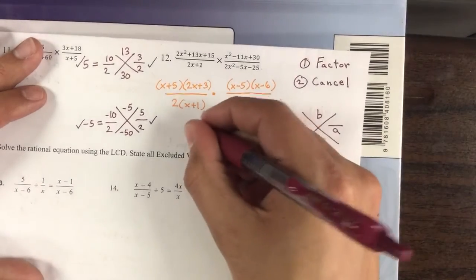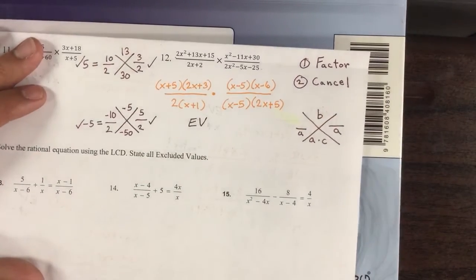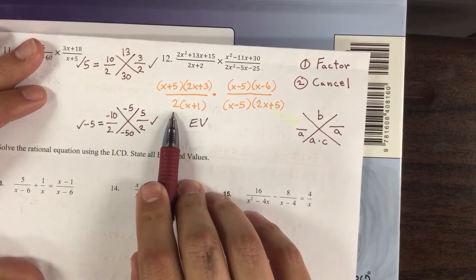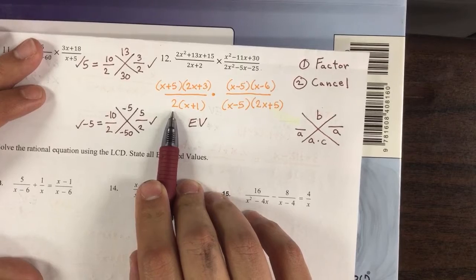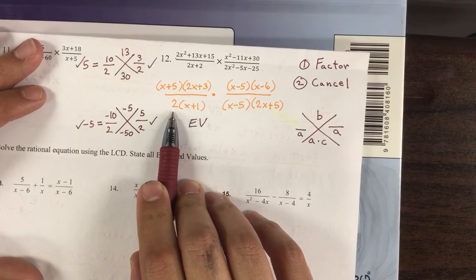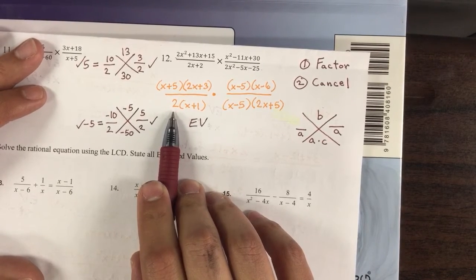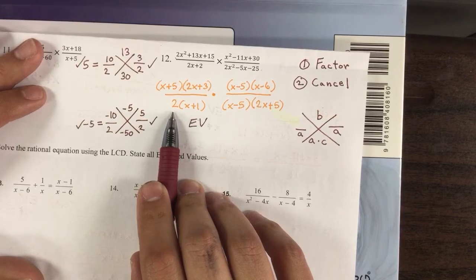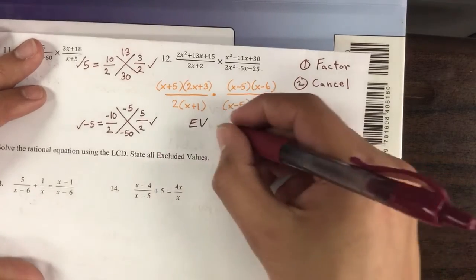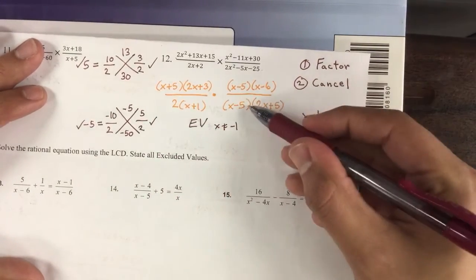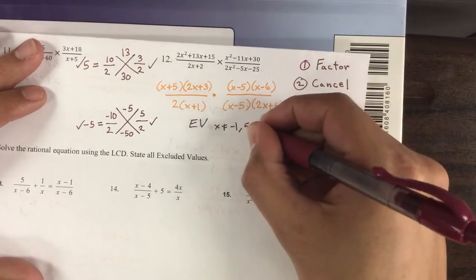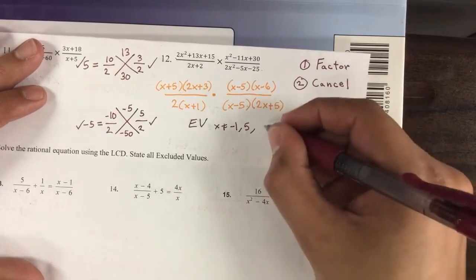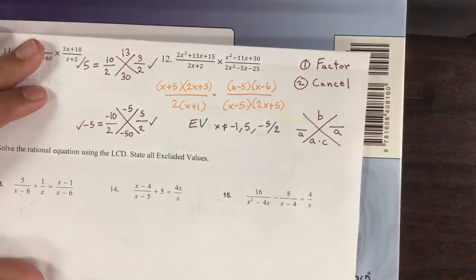What are your EVs? Man, this is a good problem. It has a lot of stuff you got to look at. So 2 is 2, EV of 0. Yes or no? No, it's not, because 2 does not have an x. So that is not an EV of 0. You can only have an EV where you have an x. So this is -1. This is +5. And this is -5 over 2. Okay?